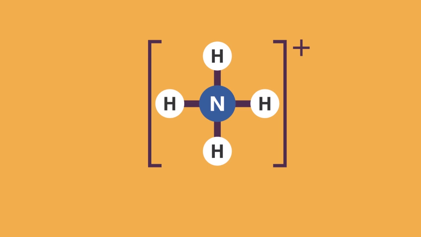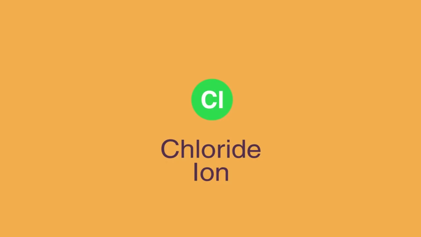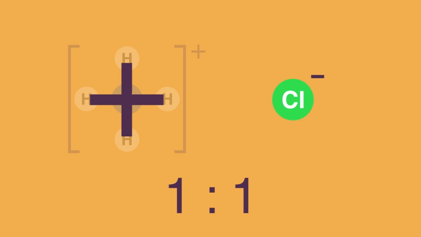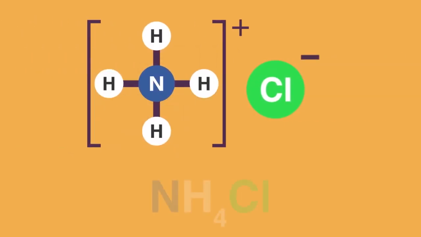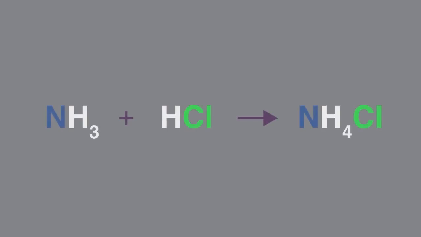Now here's another question. What is this new ammonium ion going to be attracted to that's present in the solution? Pause again and think. The answer is the chloride ion, which has a -1 charge. Now remember your ionic bonding. What are the ratios going to be for the ammonium chloride salt that is created? It's 1 to 1. The +1 charge of the ammonium is cancelled out by the -1 of the chloride, meaning ammonium chloride has this formula, NH4Cl. Here's the reaction.